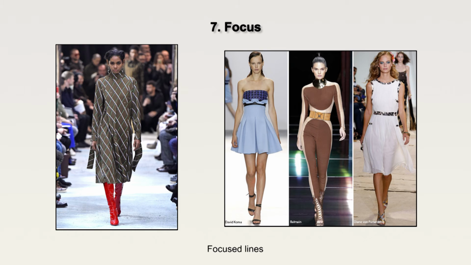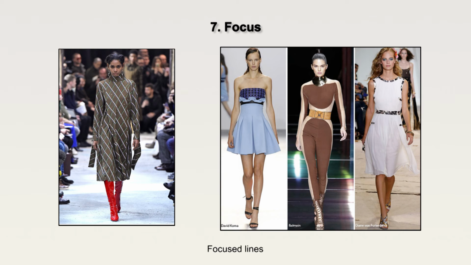The picture that we see here is that of focused lines in regular intervals forming a diamond or intarsia shape. On the right are outfits from spring-summer 2018 fashion trends, where the focus has been laid on the waist with the usage of belts or printed stripes.